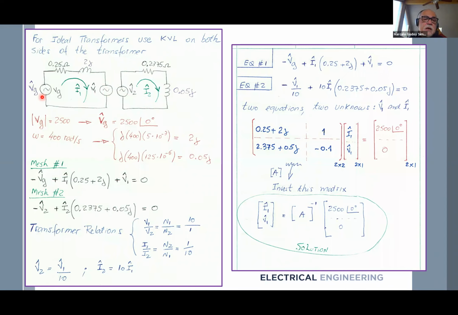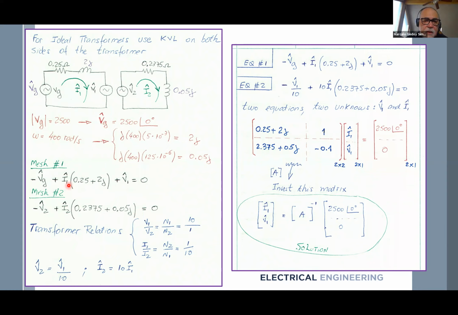For mesh number 1, you start from this terminal. I have minus VG plus the voltage drop here and here, which is I1 multiplied by resistance plus reactance. Then I have plus V1 equals 0. Okay, mesh number 1 is done. That's the equation. For mesh number 2, I start from here, minus V2. Then I have a voltage drop, which is I2 multiplied by the total impedance. Then I return and close the mesh, it's equal to 0. So I have equations for mesh 1 and mesh 2.